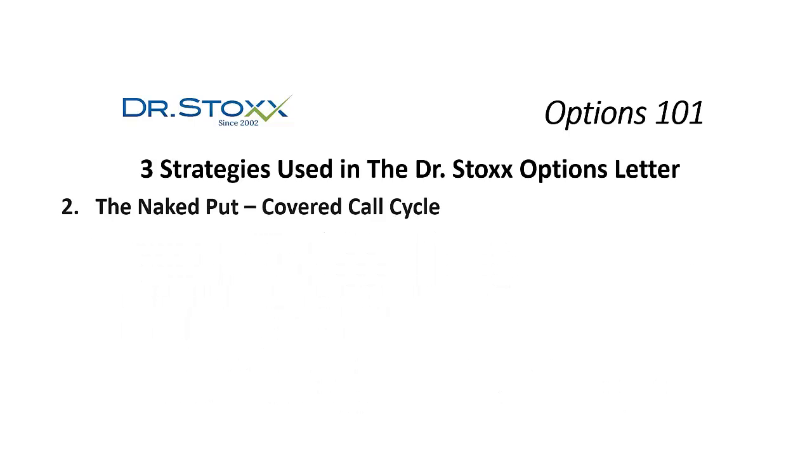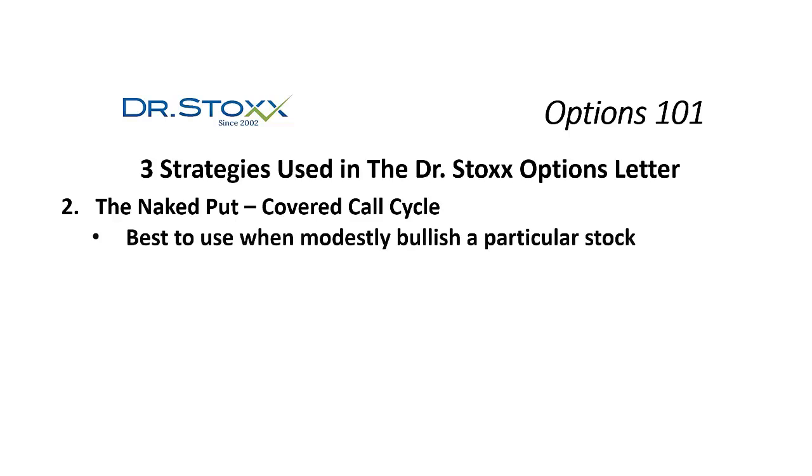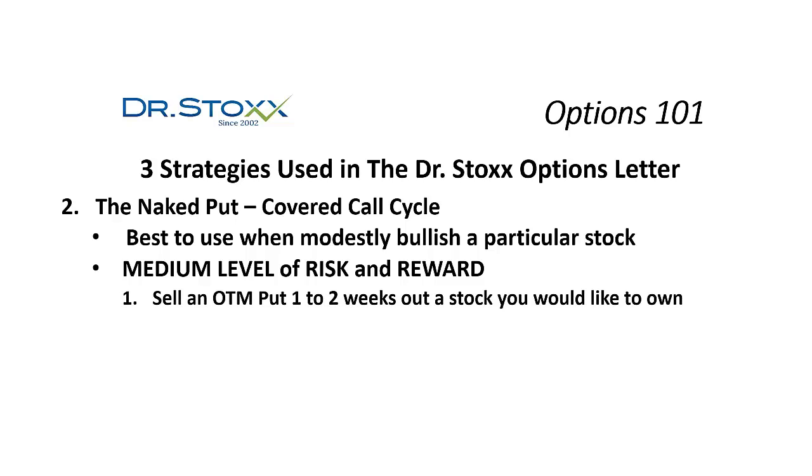So our second strategy, and one that has less of a risk, is what I call the naked put covered call cycle. This strategy is best to use when we're modestly bullish on a particular stock. We do not use this cycle when we're bearish on a stock. We just avoid stocks that we think are going to go down altogether with this strategy. We're only looking for stocks that we think are going to go up. This strategy carries a medium level of risk and a medium level of reward. And it works like this. There are several steps to this cycle.